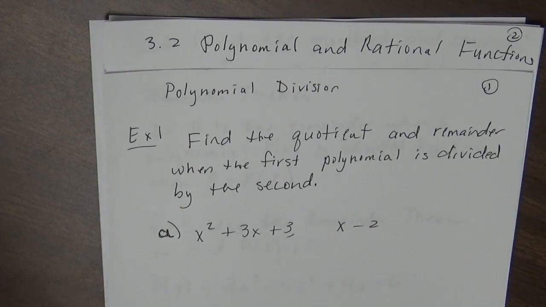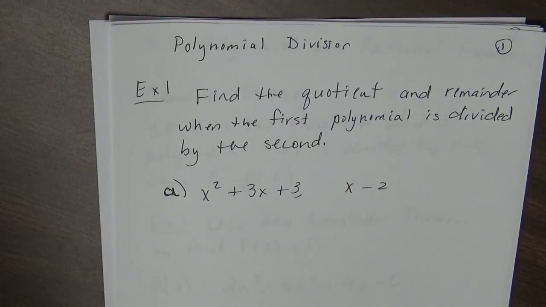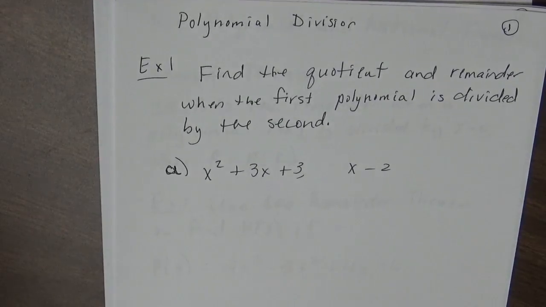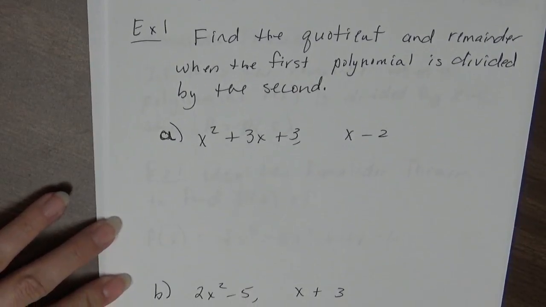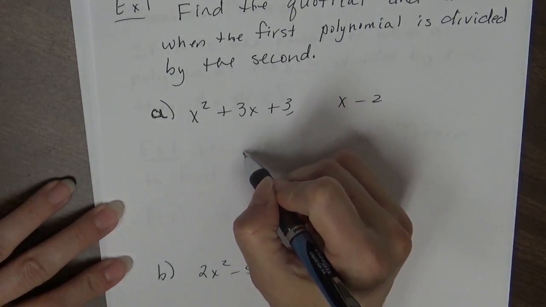Section 3.2 is on polynomial and rational functions. Before we jump into this, we're going to start by reviewing polynomial division. So my first example, I want to find the quotient and remainder when the first polynomial is divided by the second. So I'm going to set up my long division problem.